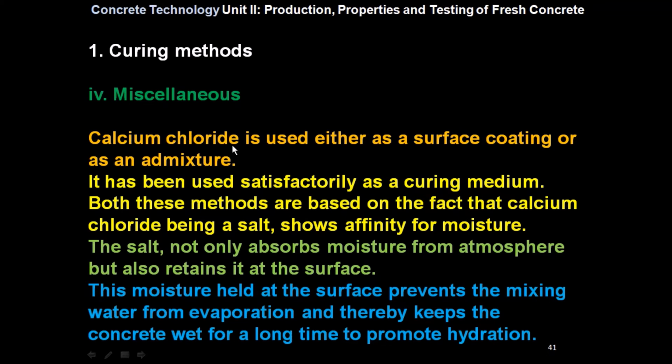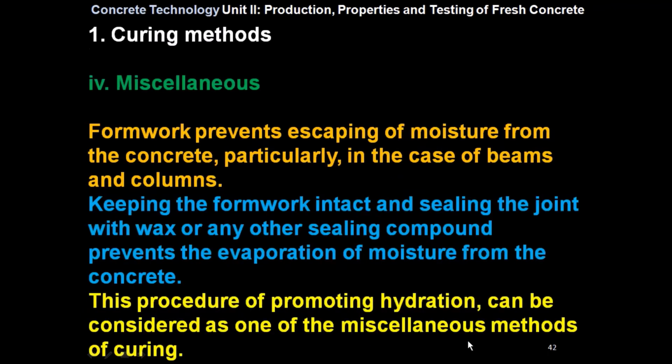Calcium chloride is used either as a surface coating or as an admixture. It has been used satisfactorily as a curing medium. Both these methods are based on the fact that calcium chloride, being a salt, shows affinity for moisture. The salt not only absorbs moisture from the atmosphere but also retains it at the surface. This moisture held at the surface prevents the mixing water from evaporation and thereby keeps the concrete wet for a long time to promote hydration.